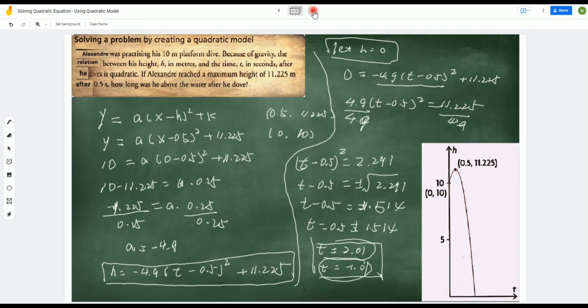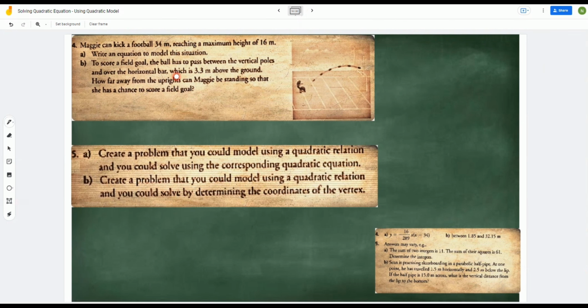We have a couple of questions here. If you're interested, you can do these two questions. The answers are here.